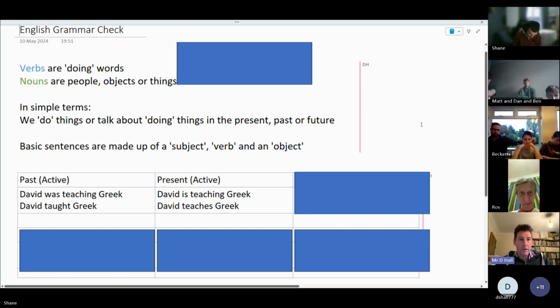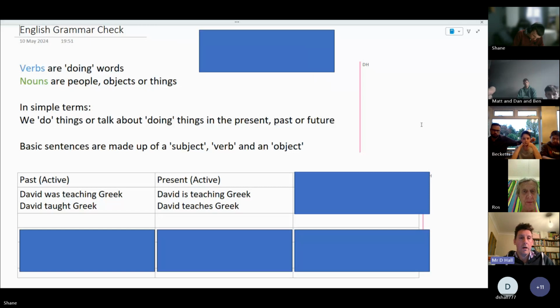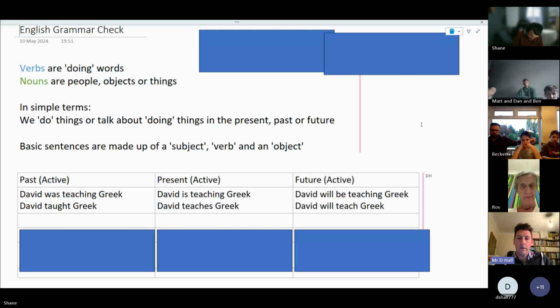So if we go to the past in the active, then we might say that David was teaching Greek. That's what I was doing before. I was teaching Greek or I taught Greek. So we have a way of talking about something in the past. That's the past tense, and that is still active. I did the action of the verb to Greek. Then if we go to the future, we would write that I will be teaching Greek or I will teach Greek. So again, there are two different forms of how I'm the subject doing something, either in the past, the present, or the future. And they're all active.